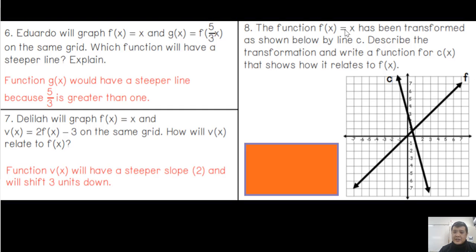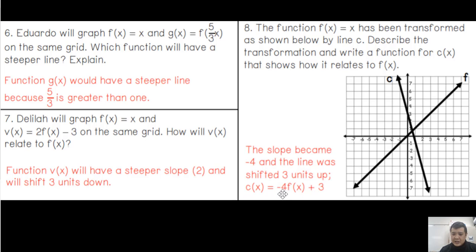The function f of x equals x has been transformed as shown below by line c. So this is f of x equals x. Describe the transformation and write a function for c of x that shows how it relates to f of x. Well, f of x has a slope of 1. c of x has a slope of -4. So we're going to have to make it have a slope of -4, and then we're going to have to move it up 3 because the y-intercept is 3. So therefore, our function is going to be c of x equals -4 f of x plus 3.